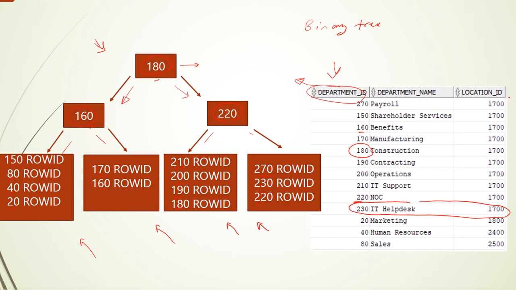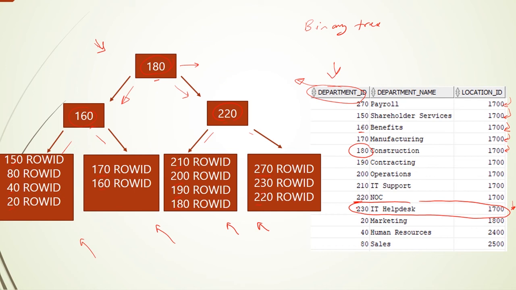Is this 220? No. Row by row for searching the department 230. Is this 220? No. Is this 220? No. Until you find your department, which is 230. Imagine how much time it takes if the table contains, for example, 1 million records.